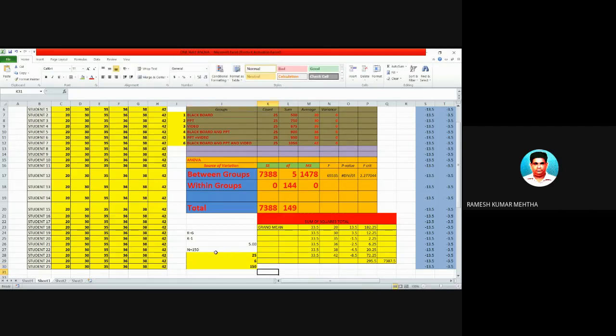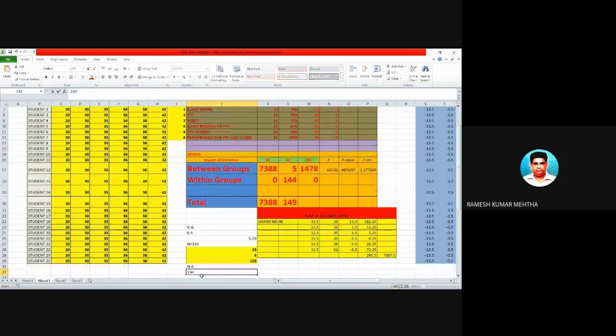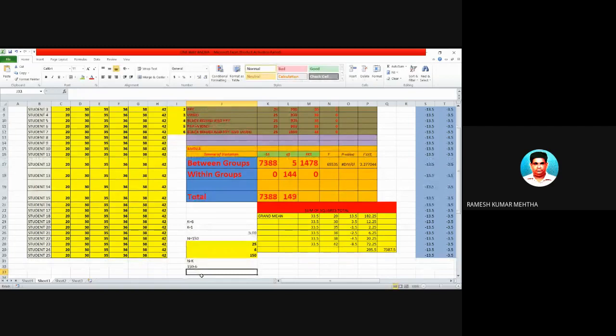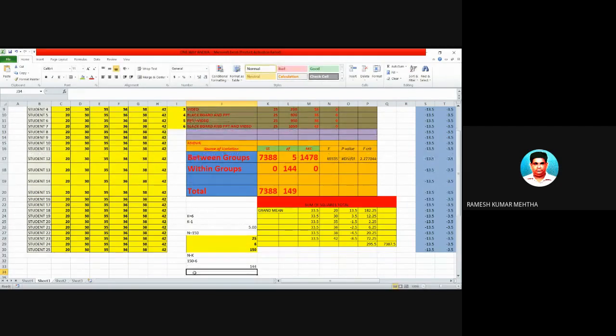So how did I get this 144? To find the degree of freedom within groups, the formula is n minus k. What is n? Number of elements. K is the number of groups. So it is 150 minus the number of groups, 6, which is 150 minus 6 is equal to 144. Hope this is also clear.